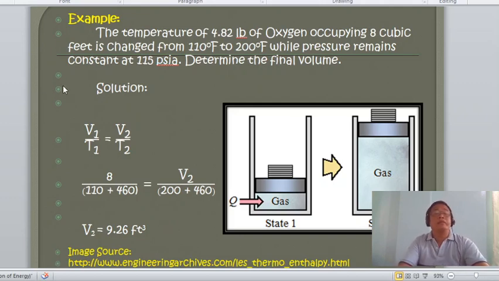Okay, substituting values now, the volume at 1 is 8 cubic feet, and the temperature at 1 is 110, taking the absolute, so we have to add 460, is equal to the final volume over the temperature at 200 degrees Fahrenheit, making it absolute, plus 460 again. The volume now at final state, or state point 2, is equal to 9.26 cubic feet. Okay? So, very clear. Very easy.